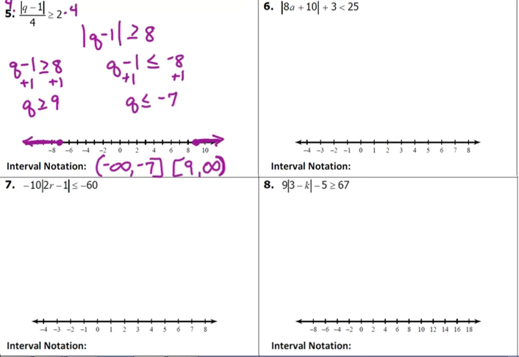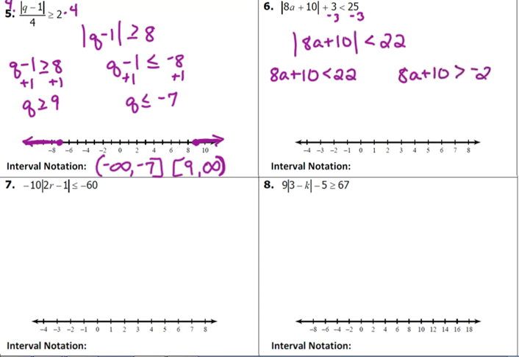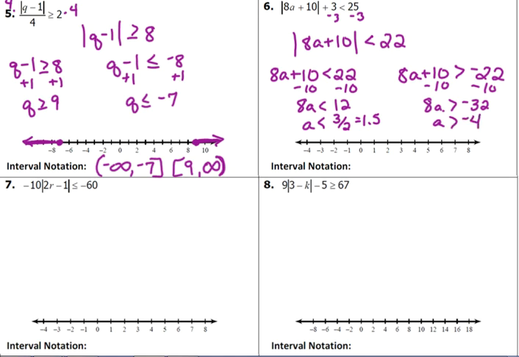Number 6, subtract 3 from both sides. Absolute value of 8a plus 10, less than 22. Two cases, 8a plus 10 less than 22. 8a plus 10 greater than negative 22. Subtract 10, 8a is less than 12, divide by 8, 3 over 2, or 1.5. Subtract 10, 8a is greater than negative 32, divide by 8, a is greater than negative 4.